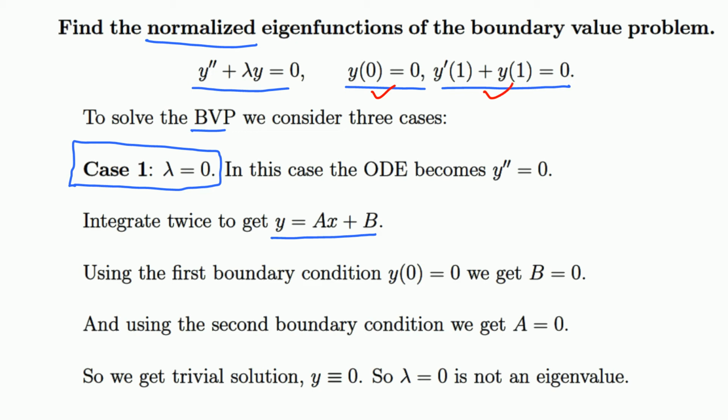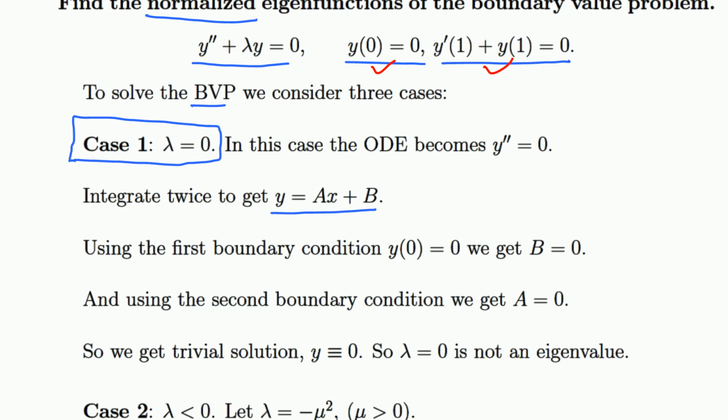Using the first boundary condition, y at 0 equals 0, so 0 equals 0 plus b, so b equals 0. Using the second boundary condition, since b is already 0, when we differentiate we get y prime equals a, and we get a equals 0. That means this solution is just 0, and we call that the trivial solution. So y is always 0. That means lambda equals 0 is not an eigenvalue.